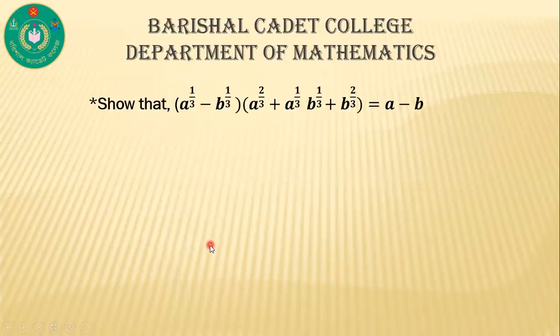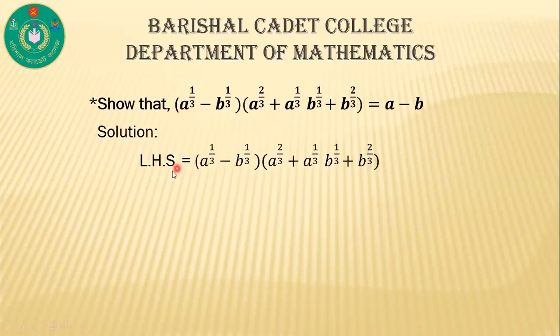Now another question. Show that (a to the power 1 by 3 minus b to the power 1 by 3) into (a to the power 2 by 3 plus a to the power 1 by 3 b to the power 1 by 3 plus b to the power 2 by 3) is equal to a minus b. Now solution. Here given that, left hand side: (a to the power 1 by 3 minus b to the power 1 by 3) into (a to the power 2 by 3 plus a to the power 1 by 3 into b to the power 1 by 3 plus b to the power 2 by 3).